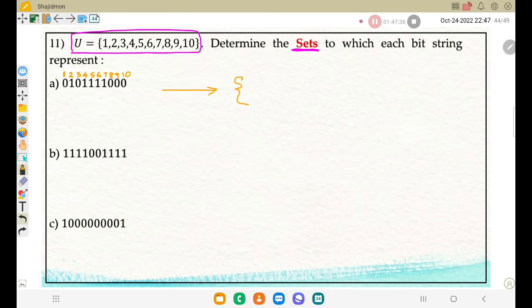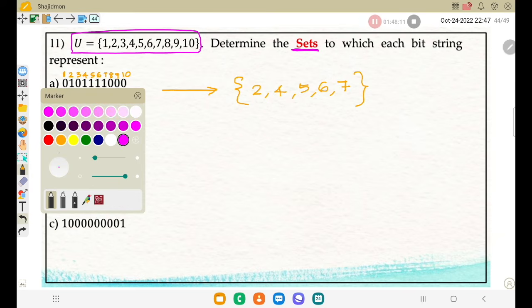The 1st position is 0, so number 1 is not included. The 2nd position binary digit is 1, so 2 is included. The 3rd position is 0. The 4th position is 1, so 4. The 5th position is 1, so 5. The 6th position is 1, and the 7th position is 1. 8, 0, 9, 0, 10, 0. So this is the set: 2, 4, 5, 6 and 7. Only remember that the positions with bit 1, those numbers from the universal set you can write.